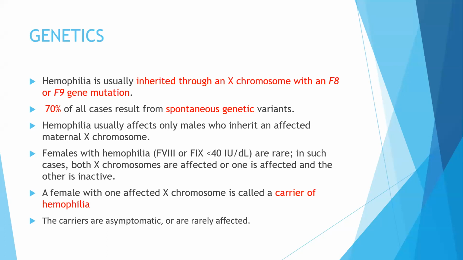A female with one affected X chromosome is called a carrier or an obligate carrier. Carriers are usually asymptomatic, or they may not get the signs and symptoms, or are rarely affected, unless they go through very traumatic events like giving birth. That is when you will see this mother bleeding heavily, or during periods you find that the mother bleeds heavily.